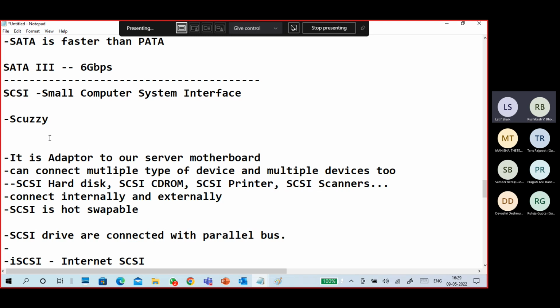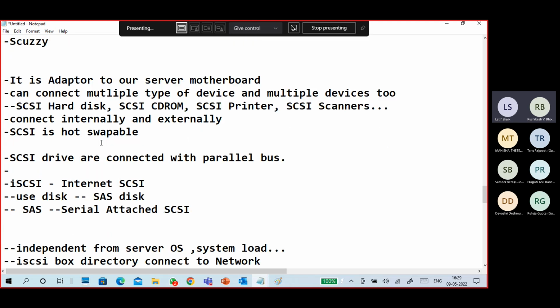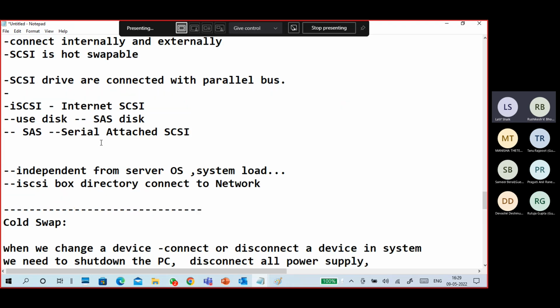Next one is SCSI type of disk. SCSIs are used in industry, not for personal use. Small Computer System Interface, where we can connect different types of devices. SCSI is an adapter to your server motherboard. We can connect different devices like SCSI hard disk, SCSI CD-ROM, SCSI printers, SCSI scanners. It is hot swappable. Whenever you want, we can connect it or disconnect it. SCSI is connected with a parallel bus.